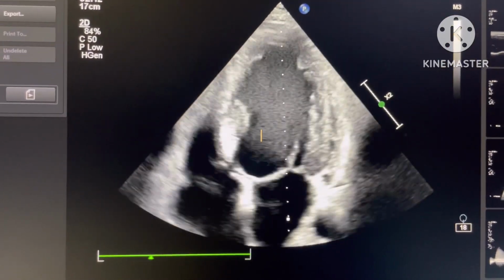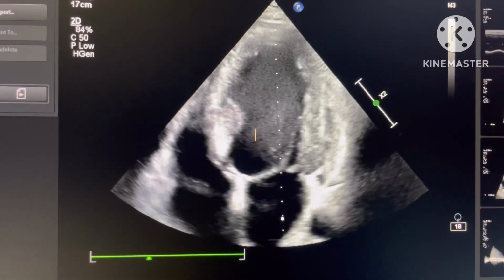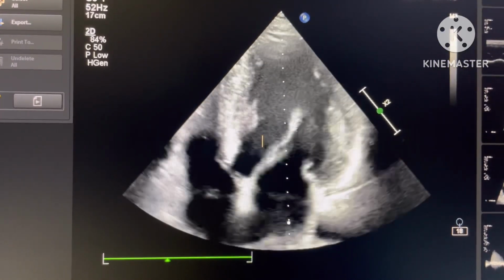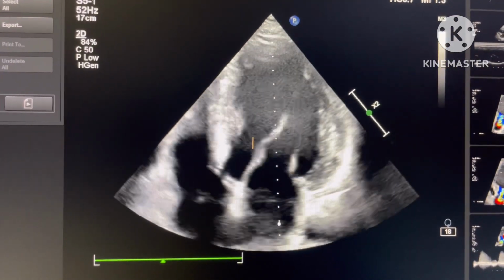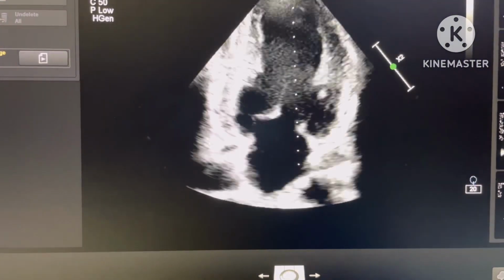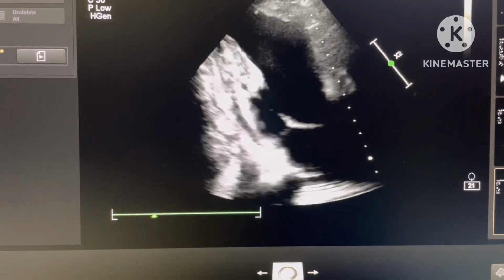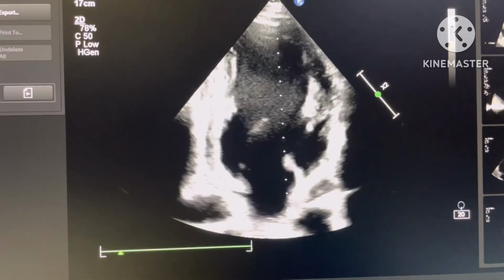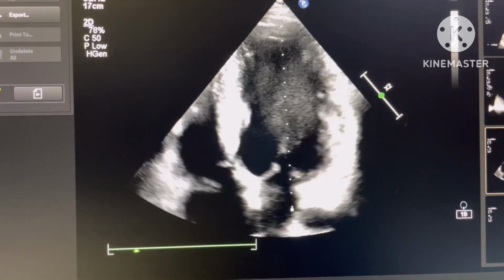To find out the real severity, sometimes we miss the severity of AR. So one important criterion I'm discussing here is vena contracta. Again, the same thing. You see here the ejection fraction is almost 55%.